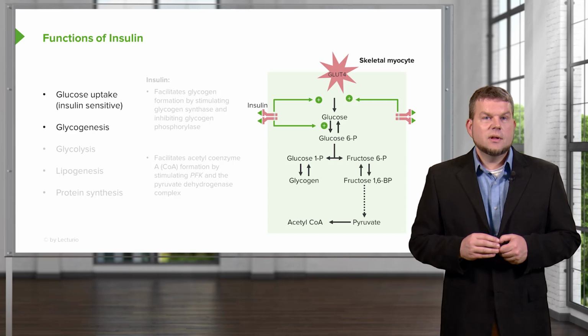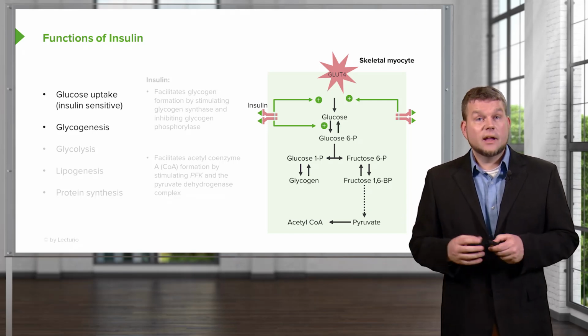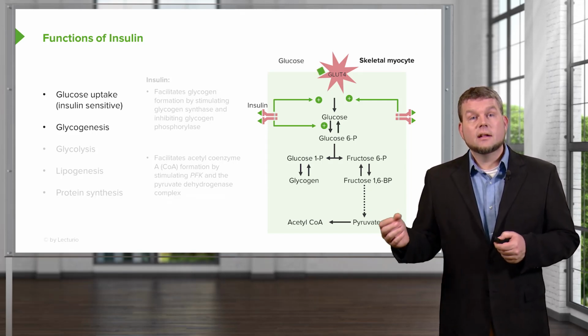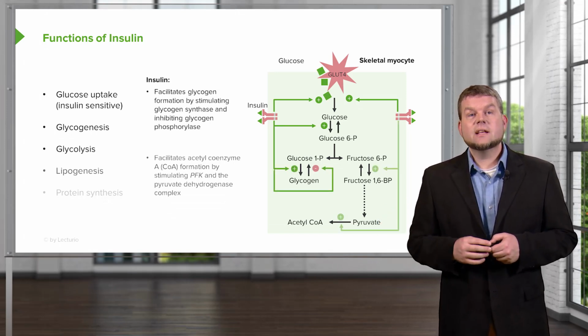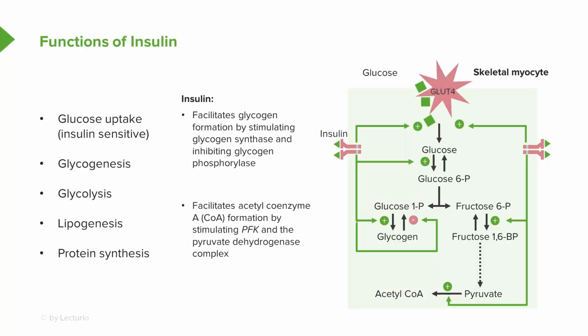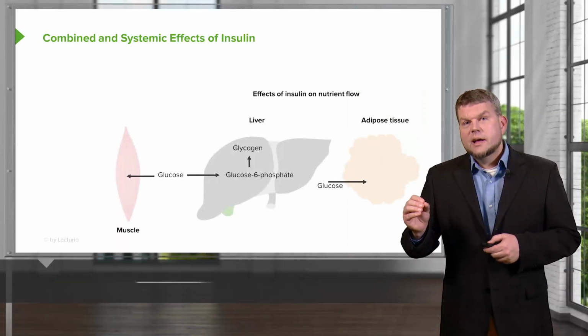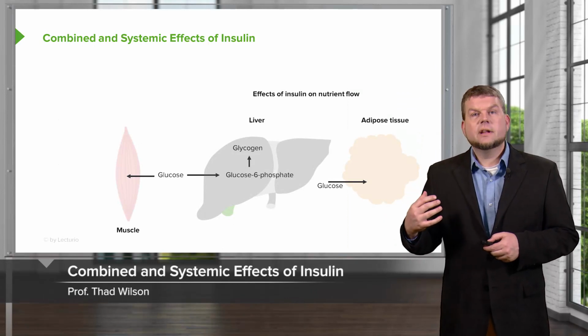It also stimulates the formation of glycogen, glycolysis, making new fats, as well as protein synthesis. So those parts are very similar to the liver cell. The big difference is that the glucose is what we call insulin sensitive because you increase the amount of GLUT4 transporter.